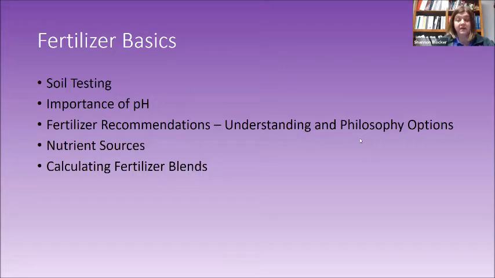K-State has a couple of philosophy options, as well as most fertilizer dealers and soil test labs across the nation have a philosophy on how they make their fertilizer recommendations. And then we'll talk about nutrient sources. So this is primarily the fertilizers that you can use, but does include things like manure as well. Probably won't touch very much on manure tonight, but can at a later time, especially the 3rd session.